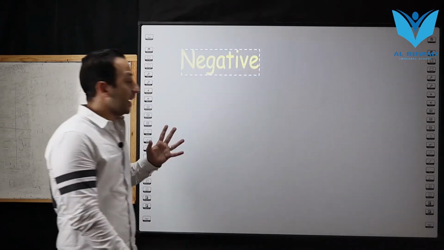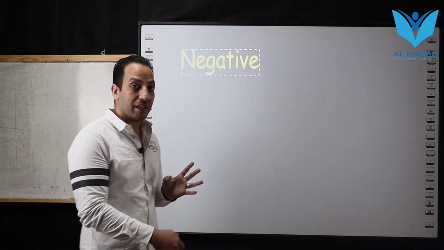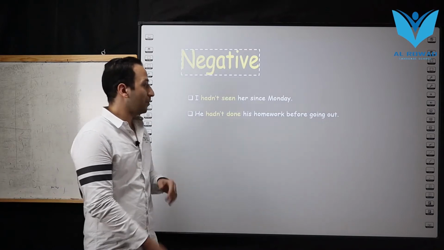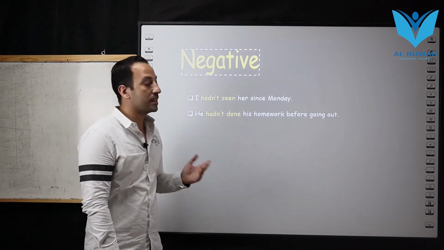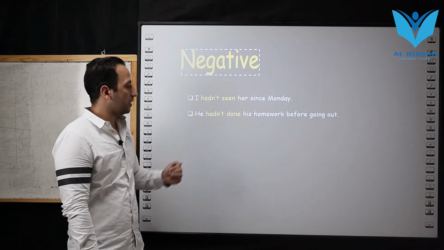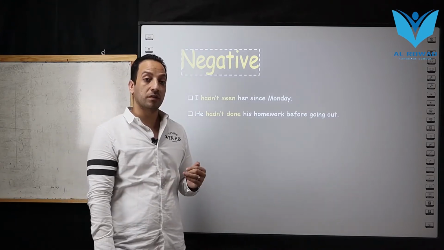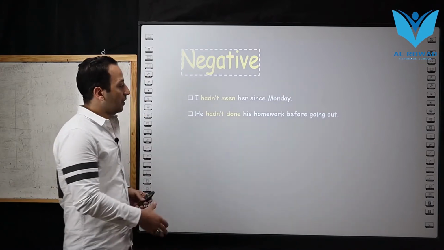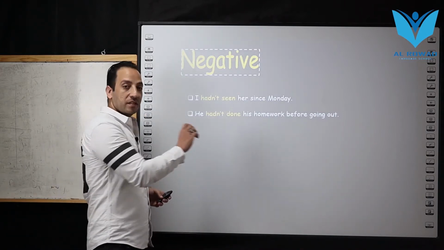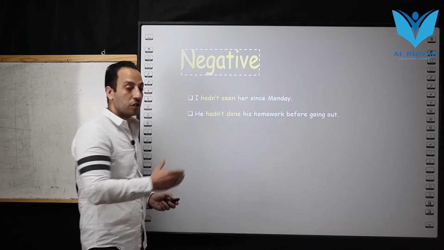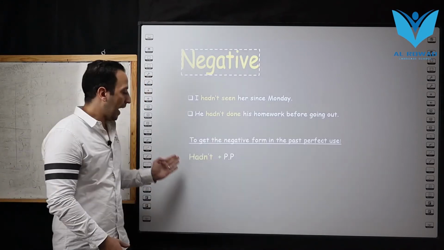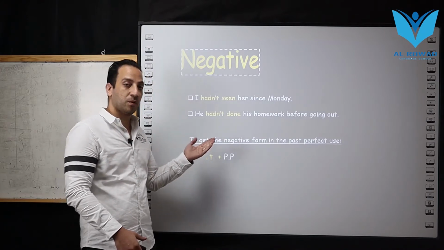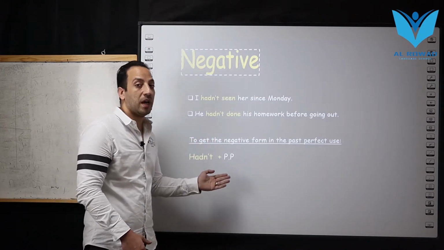After that, negative. How can I make a negative in past perfect? Look at this example. I hadn't seen her since Monday. He hadn't done his homework before going out. So try to guess what is the negative here. It's very easy. After had, just add not. So the negative form of past perfect is hadn't plus past participle.